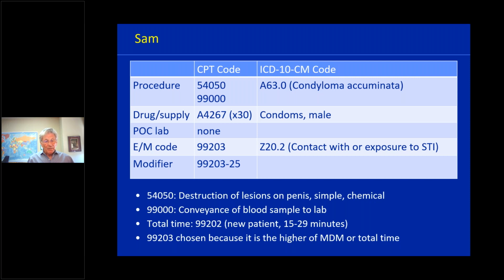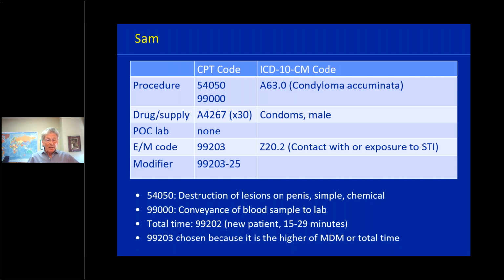The next thing we did for Sam was to give him 30 condoms. And so the HCPCS code for that is A as in Apple, 4267. There were no point of care laboratory tests done for Sam. The E&M code, which was all of the history and counseling and so on that he received, is a 99203. And the reason for that is because it's the higher of medical decision-making and total time. Total time for a new patient for the amount of time we spent with Sam is a 99202. Medical decision-making, as I just explained in the prior slide, is a 99203. We can use the higher of the two.